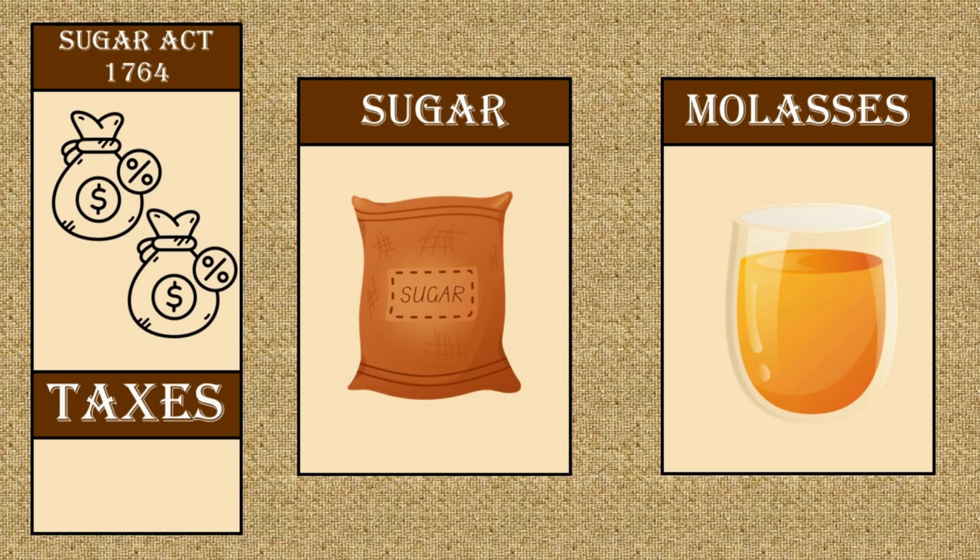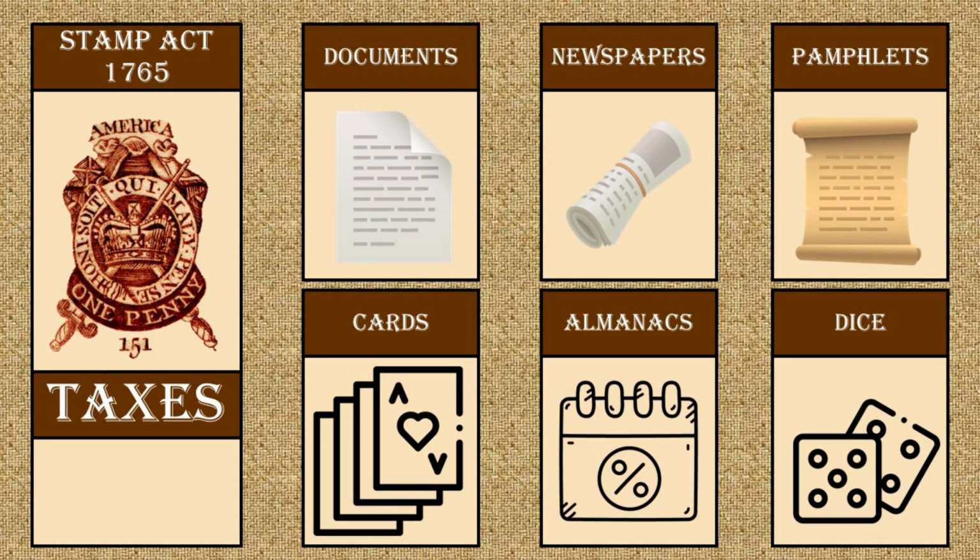The Sugar Act of 1764 was introduced to curb the smuggling of sugar and molasses from the French and Dutch West Indies. The following year, the Stamp Act marked the first attempt by the British Parliament to generate revenue through direct taxation on colonial, commercial, and legal documents, including newspapers, pamphlets, cards, almanacs, and dice.